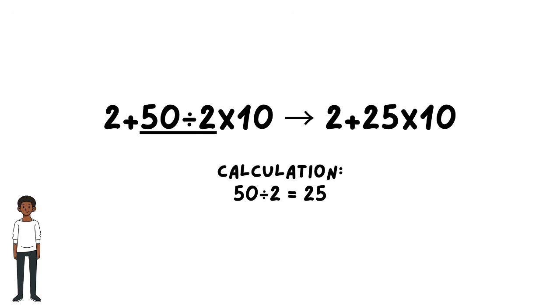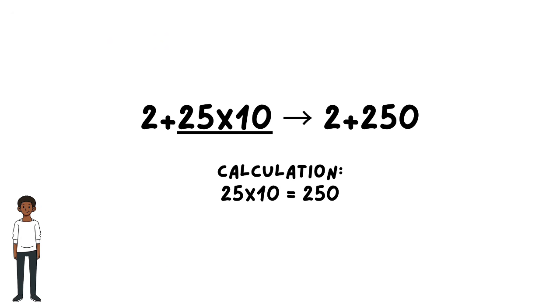Step 2. Divide 50 by 2. 50 divided by 2 equals 25. Now our expression becomes 2 plus 25 times 10. Step 3. Multiplication outranks addition, so we multiply 25 by 10 next. 25 times 10 equals 250.